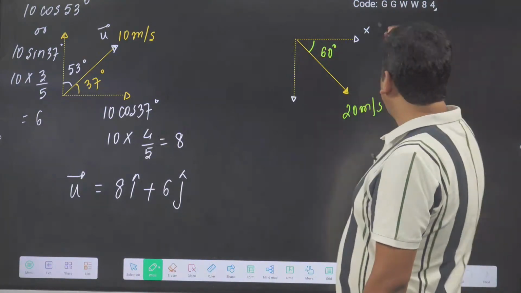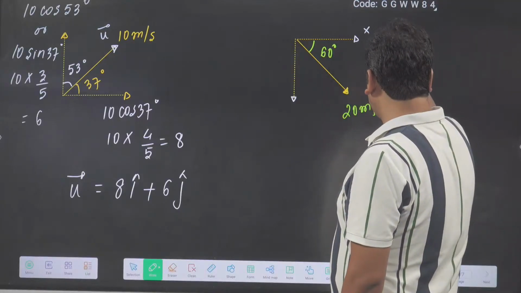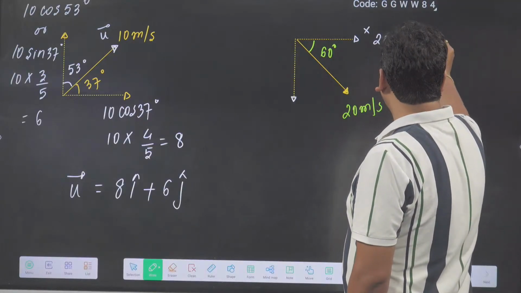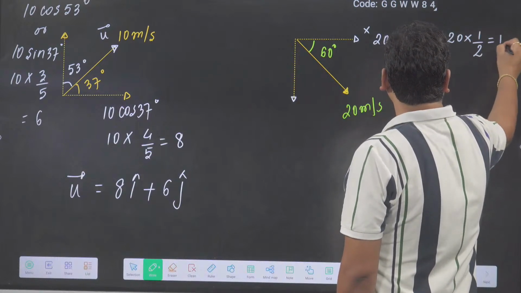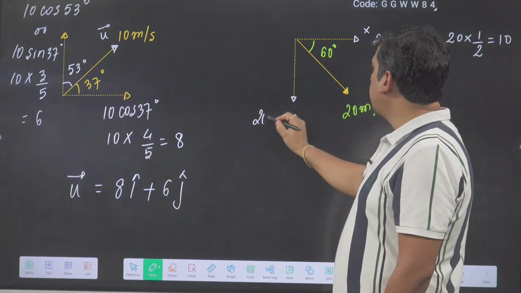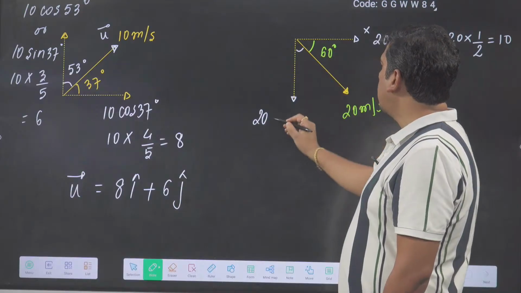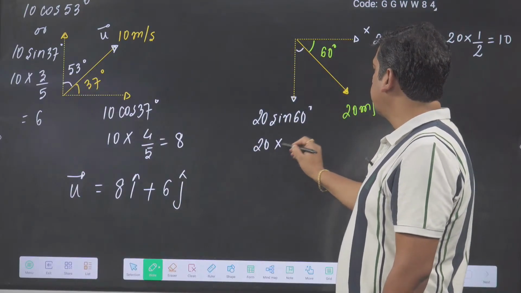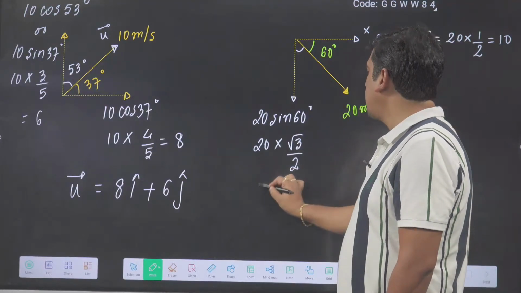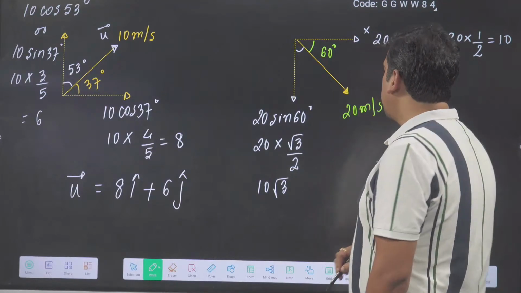So what will be x component? It will be 20 cos 60 degree. Cos 60 is half, and this will be 20. Either you can write cos 30 or you can write sin 60. Both answers will be correct because it will be the same, only 10 root 3.